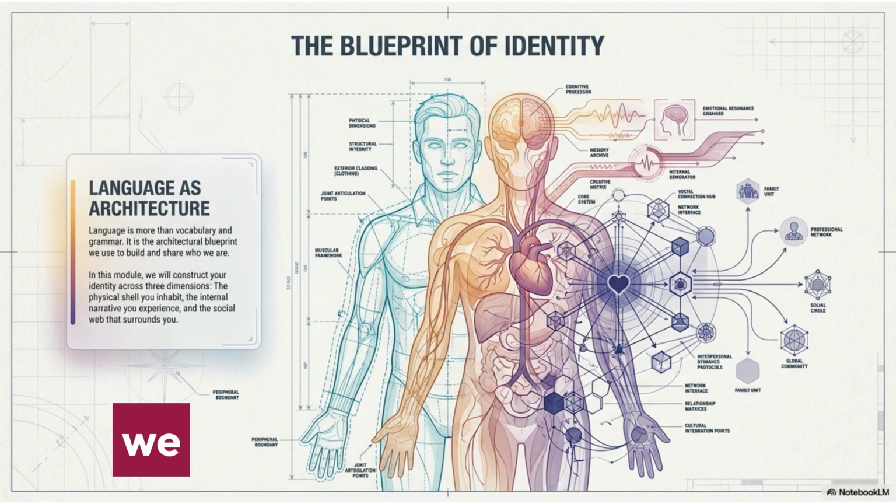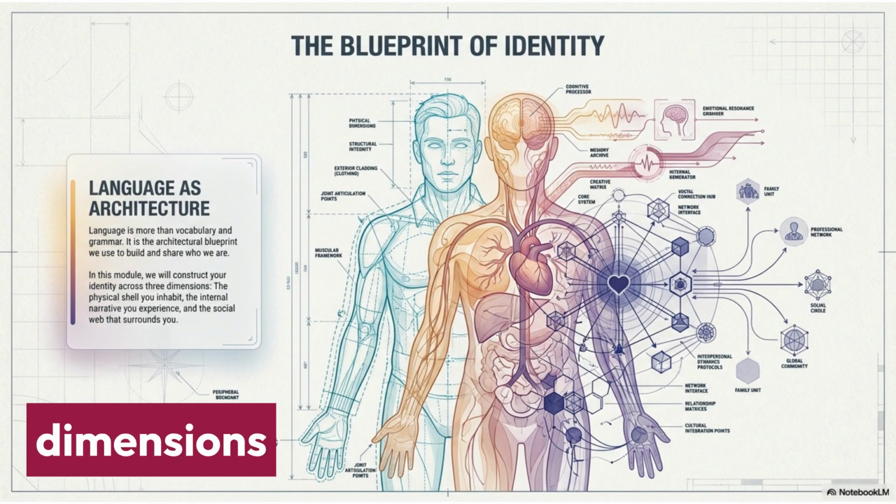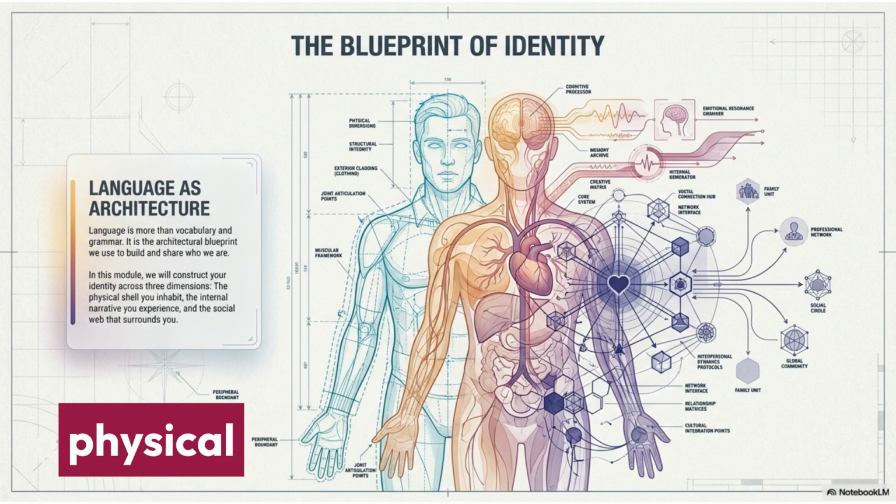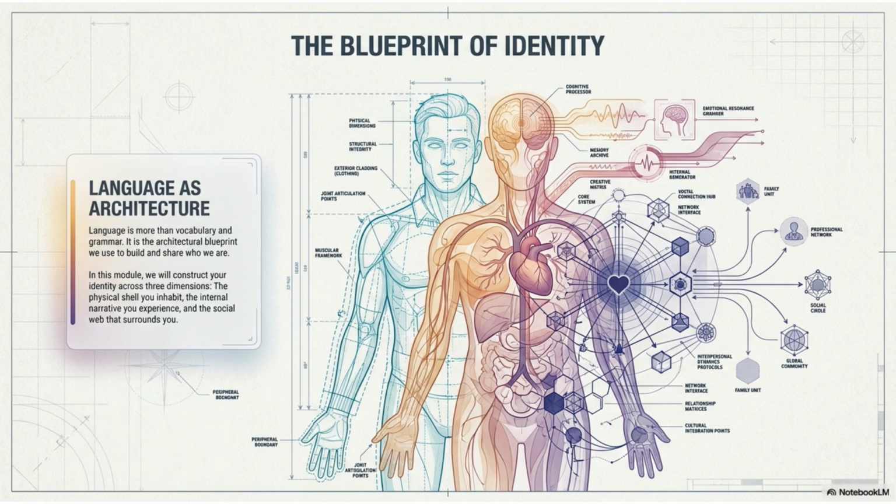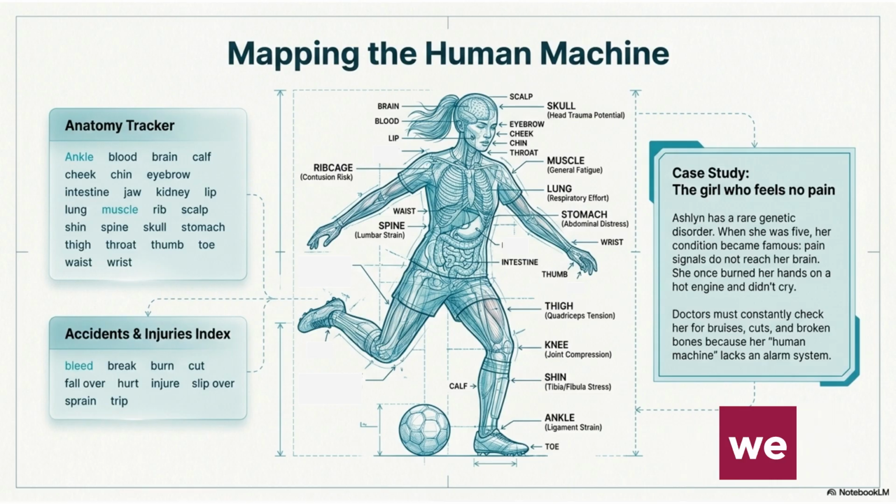In this video, we will explore the three dimensions of who we are: the physical shell, our internal narrative, and the social network that surrounds us. By the end of this lesson, you'll be able to introduce yourself and describe other people much more naturally, instead of only saying, "I'm nice" or "I'm happy." Let's get started. Before we learn hundreds of new words, let's build a simple mental map.